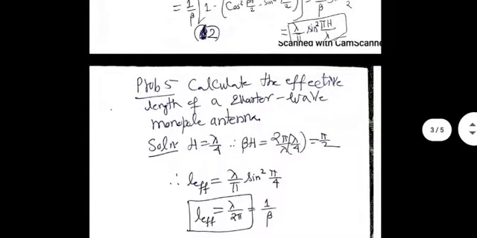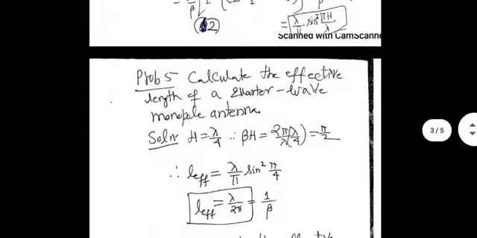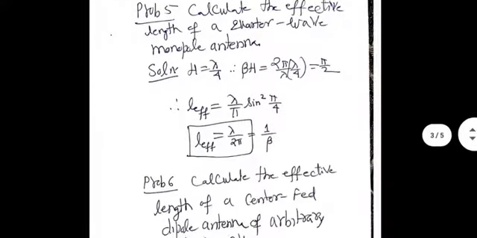Okay. And then the next problem says quarter wave monopole antenna. So that's a specific case of the previous problem. You put h equal to lambda by 4. This is the answer you get.